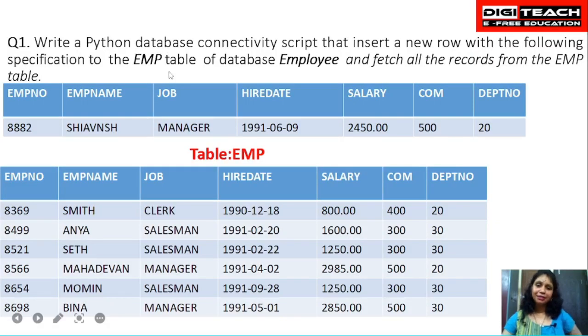Write a Python database connectivity script that insert a new row with the following specification to the EMP table of database employee and fetch all the records from the EMP table. So basically this is one Python database connectivity program you need to write, and here what do you do? That means you have to just insert a new row to the existing table, and the table name is EMP and that table is stored in the database employee, right?